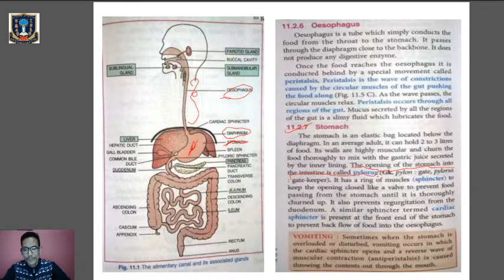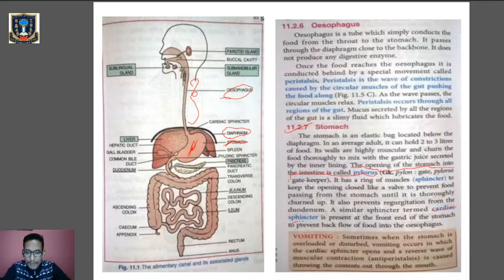So this pylorus, which has the ring-like muscle called the sphincter, acts like a valve in the artery, in the heart, that will prevent the backward flow of the blood. Similarly, in the stomach we have these sphincter muscles which will close the valve so that it can prevent the passing of the food until it is thoroughly churned and digested.